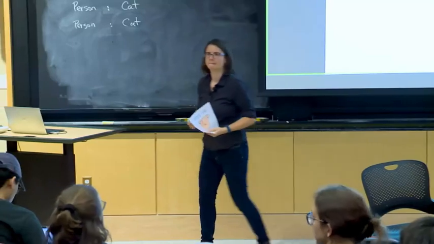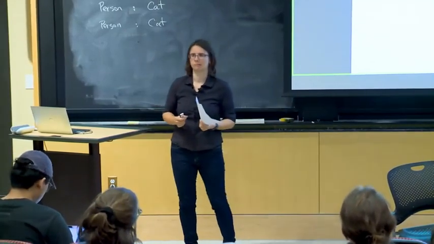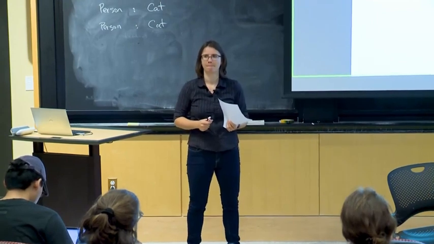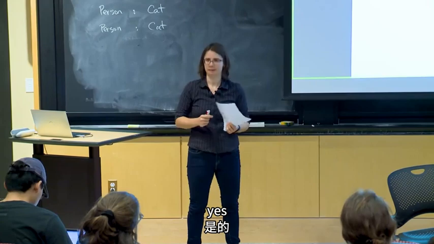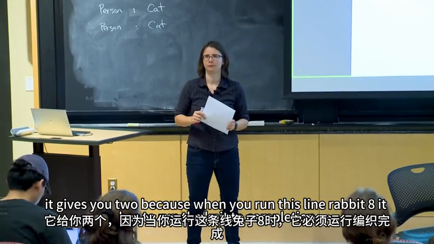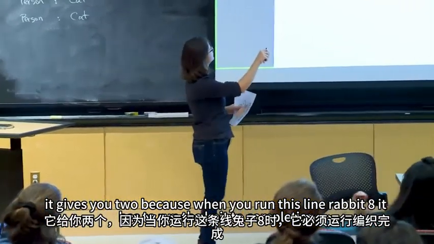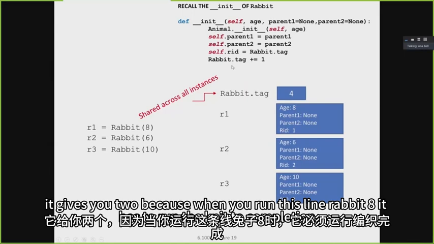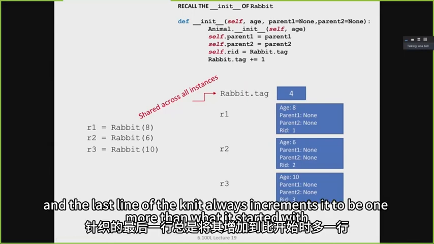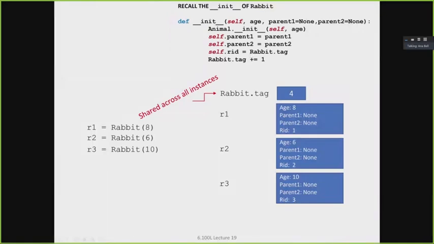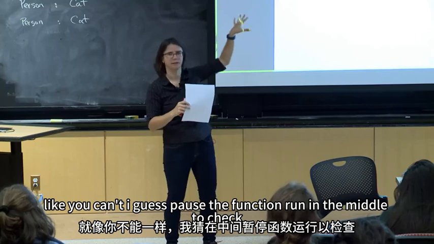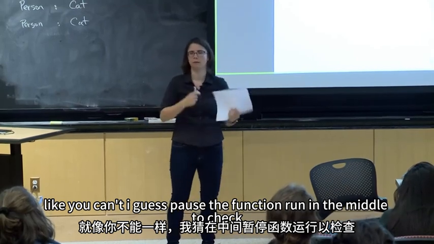Yeah. I just create first line R1 plus rabbit 8. Yep. Like whole path. Yes. It gives you 2. Because when you run this line, rabbit 8, it has to run the init to completion. And the last line of the init always increments it to be one more than what it started with. Right. Like you can't, I guess, pause the function run in the middle to check. Yeah.